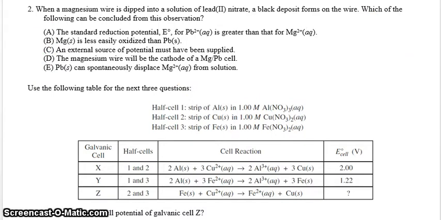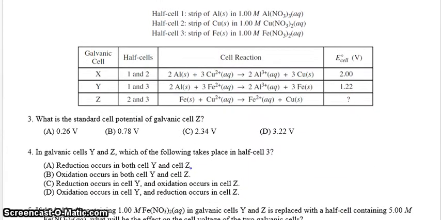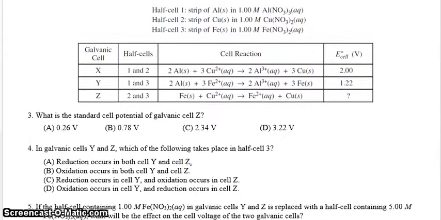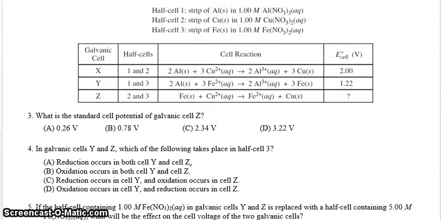Let's take a look at the next one. So the next one here is actually 3 questions in one. So we have 3 half cells, and then we'll be asked some questions about these 3 half cells. The first half cell contains aluminum and copper. The second one, aluminum, iron. The third one, iron and copper. And all of them are under standard conditions. Notice everything is in a 1 molar solution. We're also given the cell potential of the whole reaction.